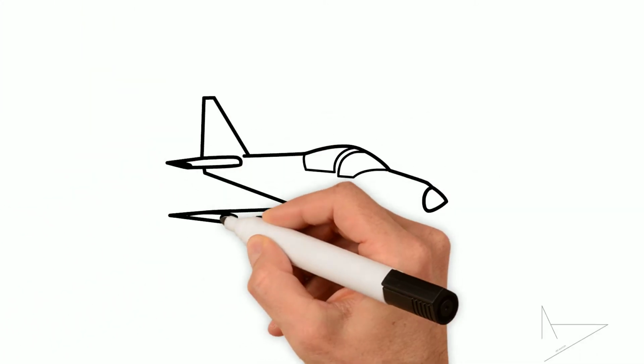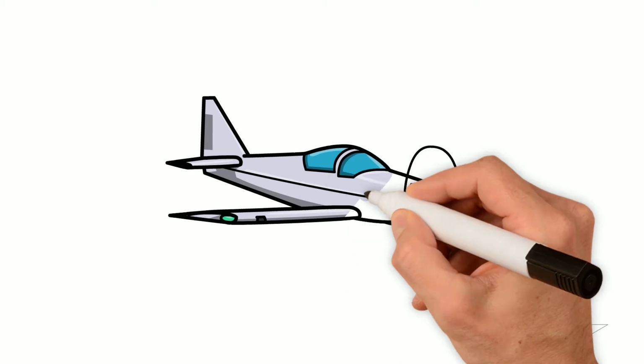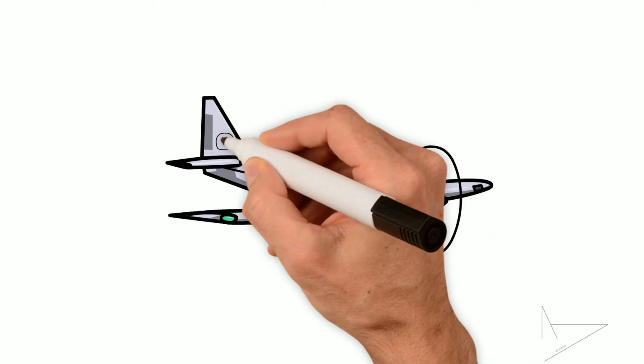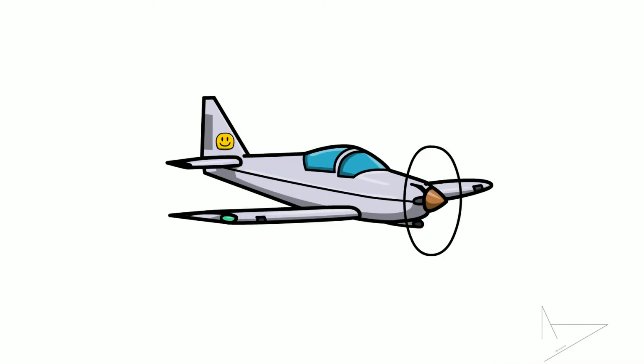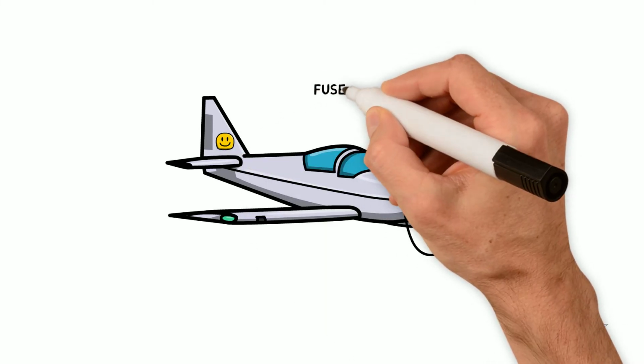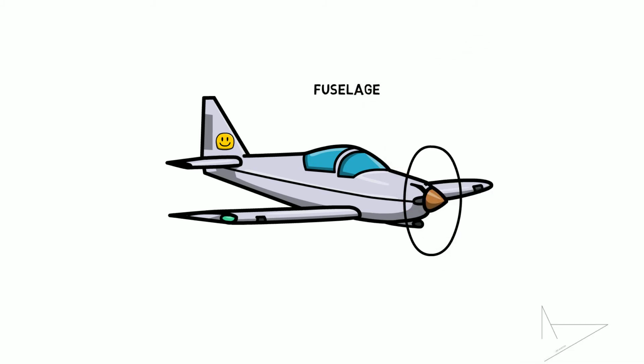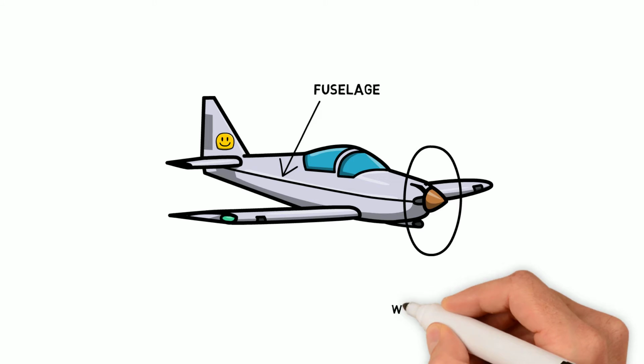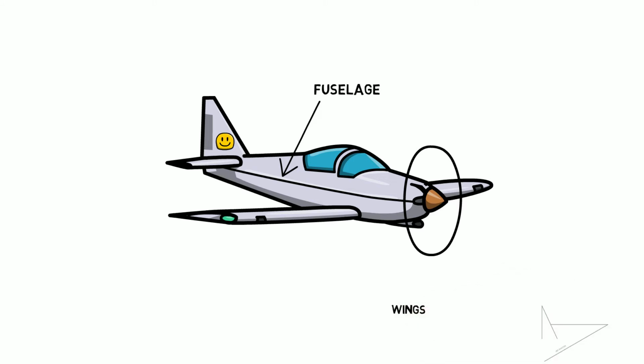So this is the airplane we're working with today. We're looking at a single engine airplane, which is easy to maneuver and, trust me, fun to fly. So let's start with some basic terms. Fuselage. This is the body of your airplane, where passengers, baggage, and the flight crew sit. Wings. We all know this one, but it's good to point them out anyway.